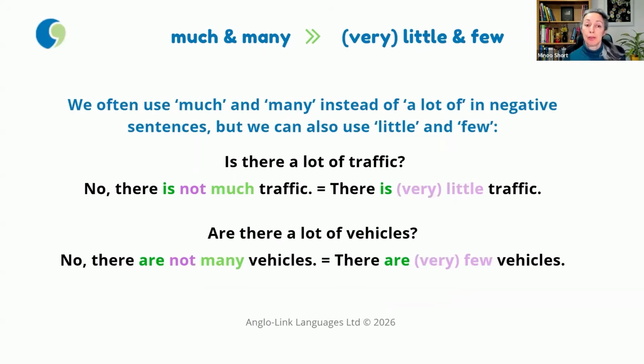We can now look at the words much and many. We often use much and many instead of a lot of in negative sentences, but we can also use the words little and few, which have negative connotation.